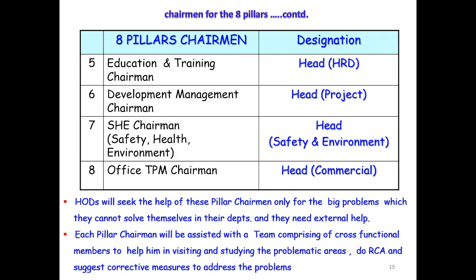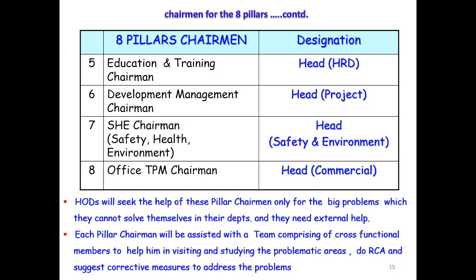For education and training, head HRD will be the chairman. For development management, head project, and for head safety and environment will be in charge, and for office TPM, head commercial will be in charge. Now let's see what are the significance of these pillar chairmen.